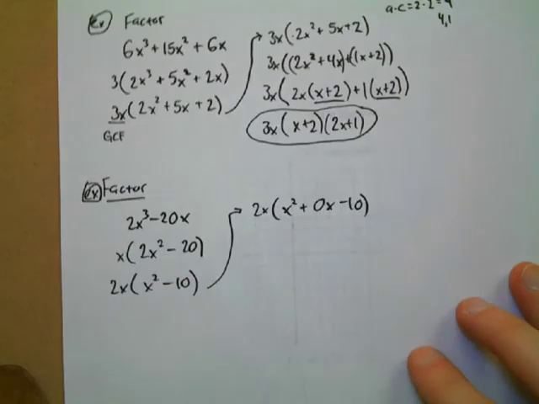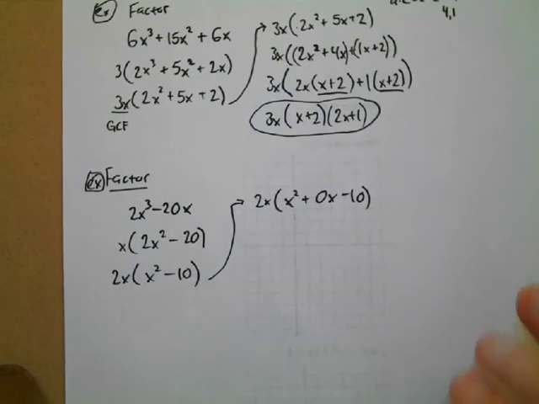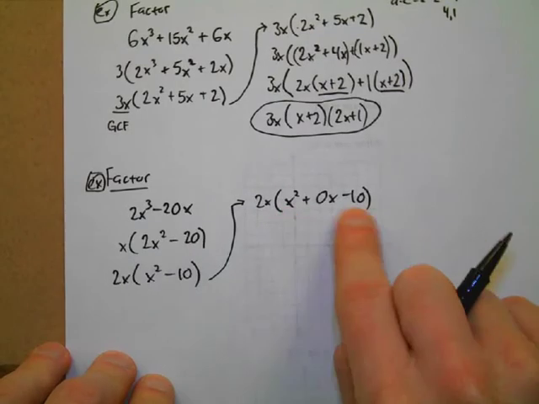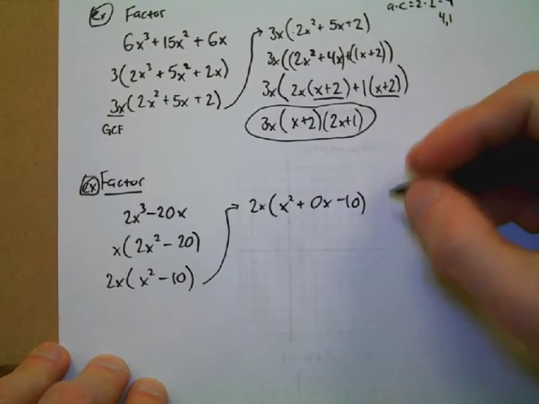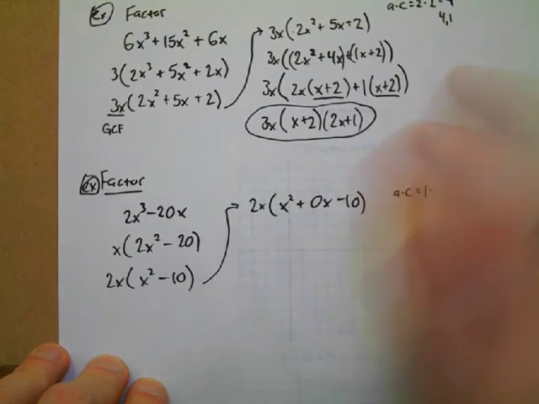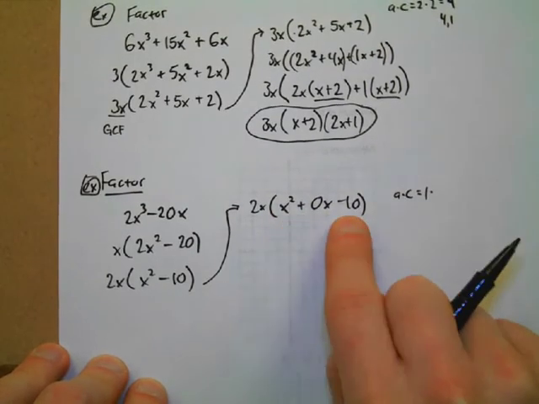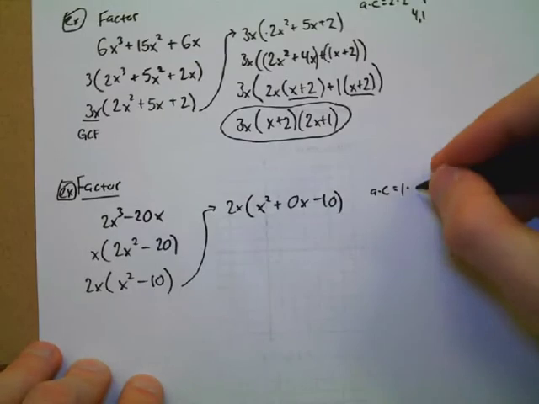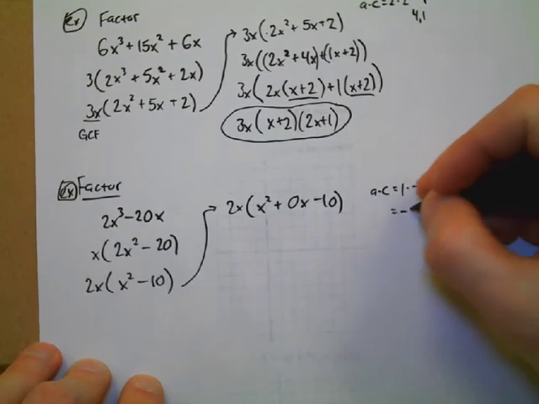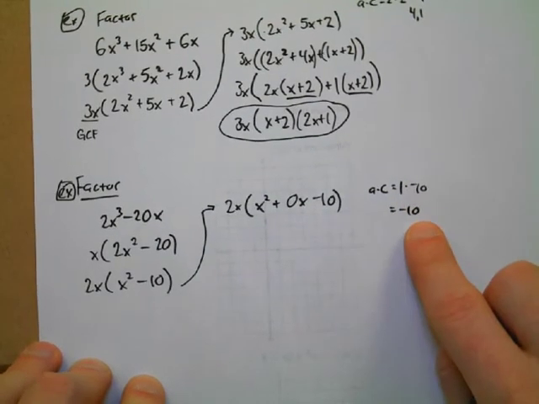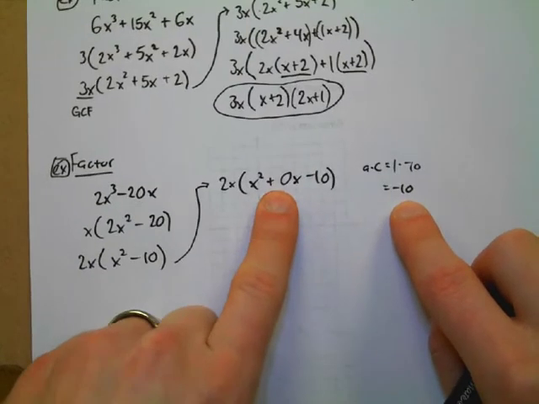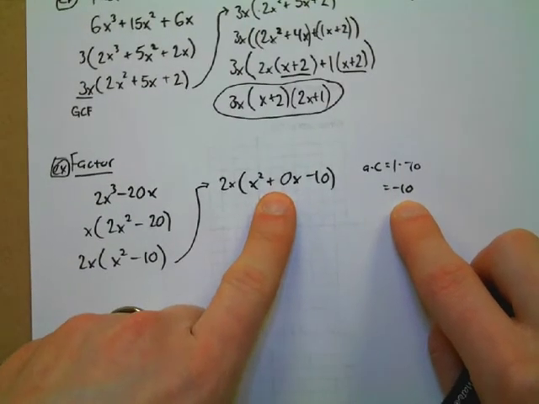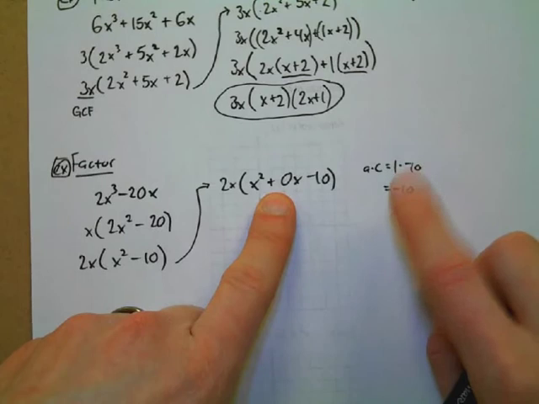Okay, let's use our AC method again here. Okay, so what is the A of this quadratic? 1. It's 1, right? The lead coefficient there is 1. So A times C is going to be 1 times what's our C in this quadratic? Negative 10, right? 1 times negative 10 is negative 10. We need to look for two numbers that multiply to negative 10 but add to make 0. Two numbers that multiply to negative 10 but add to make 0.